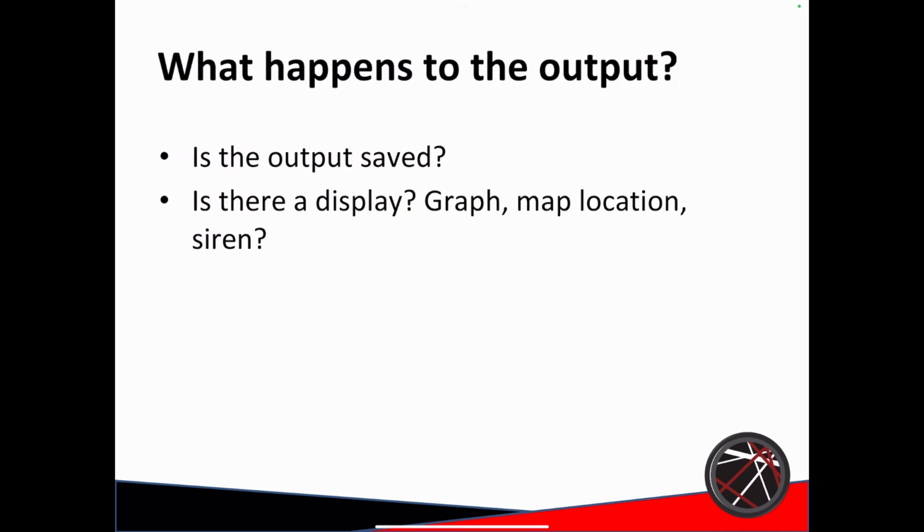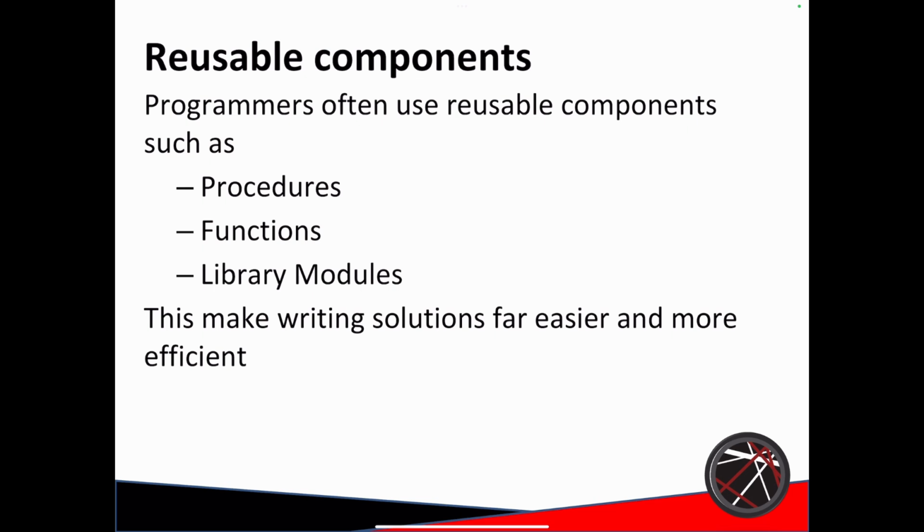We need to think about the outputs that are happening. So how is it going to be displayed? Is it going to be updating a graph? Is it updating an image? Is it a noise value? What's happening and how's that going to be interacted with so that the user can fully understand the system?